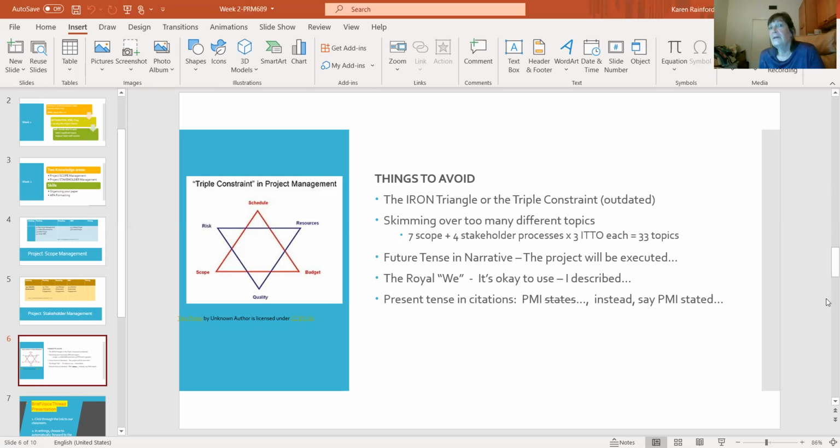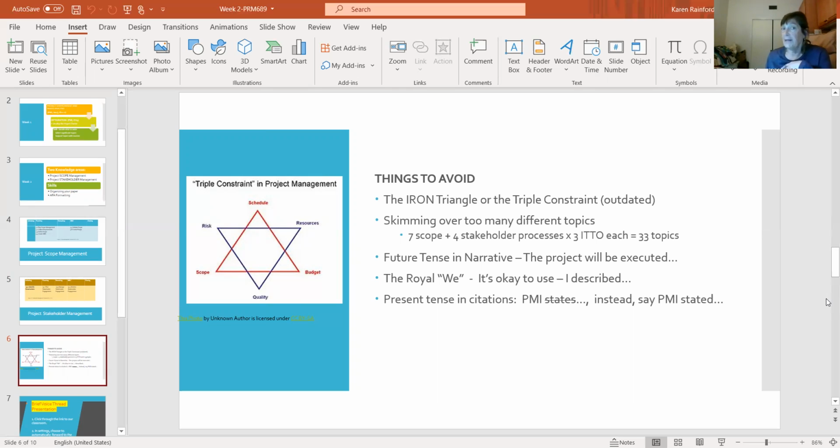And give good examples. Another thing to avoid is using the future tense. The project will be executed, the project will be controlled, because we're supposed to be using that retrospective where we're looking back and saying it was done.